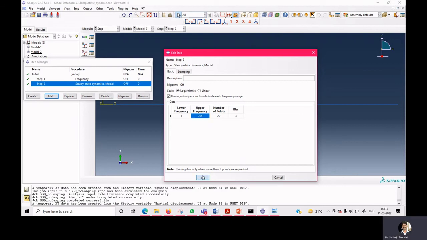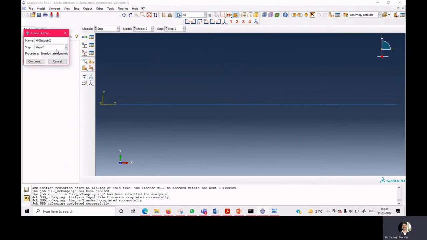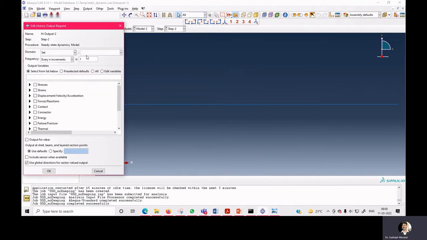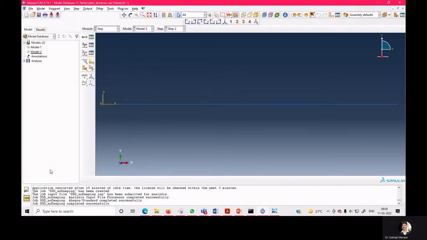So here we have done step 2, that is your steady state dynamics. We have to give a request at step 2, and here we will select displacement. Here it is saying every increment n is equal to 1, it's fine. Here we will ask for u2.